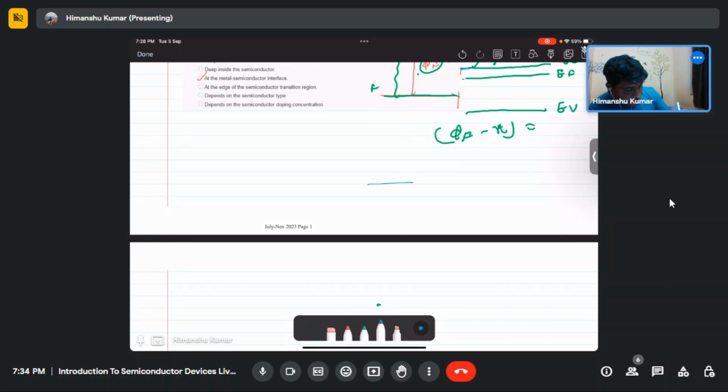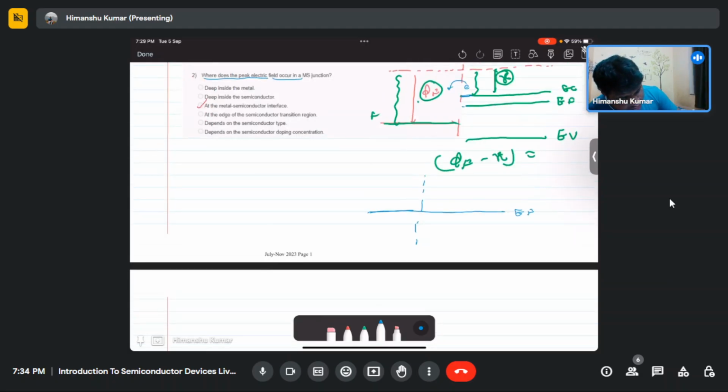So this is our EF, and this is the junction. Initially this gap will remain constant. Not this gap, rather the difference of phi f minus chi s is this gap. So this will remain constant.